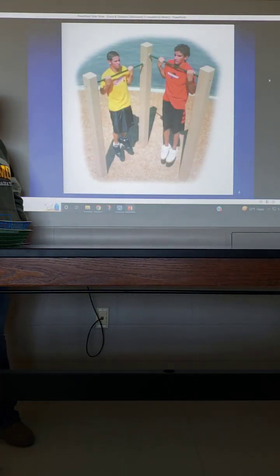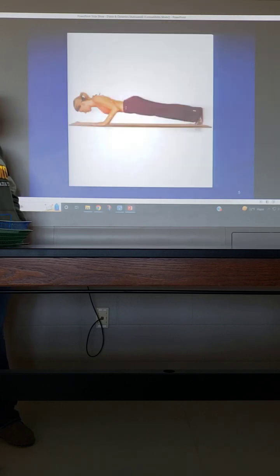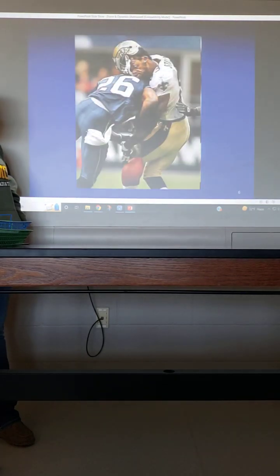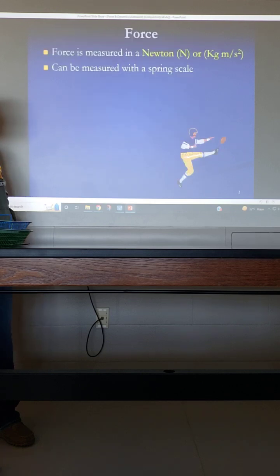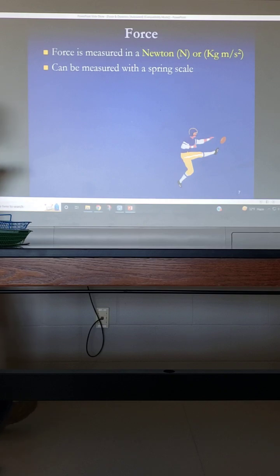Right, so a pull-up, you have to apply force to make that happen. A push-up or a plank, right, you're pushing against the ground. Ooh, looks a little rough. Looks fun. Fumblerooski happening here. Looks like 26 is applying a substantial force. 26 is Gary. Gary's number 26.